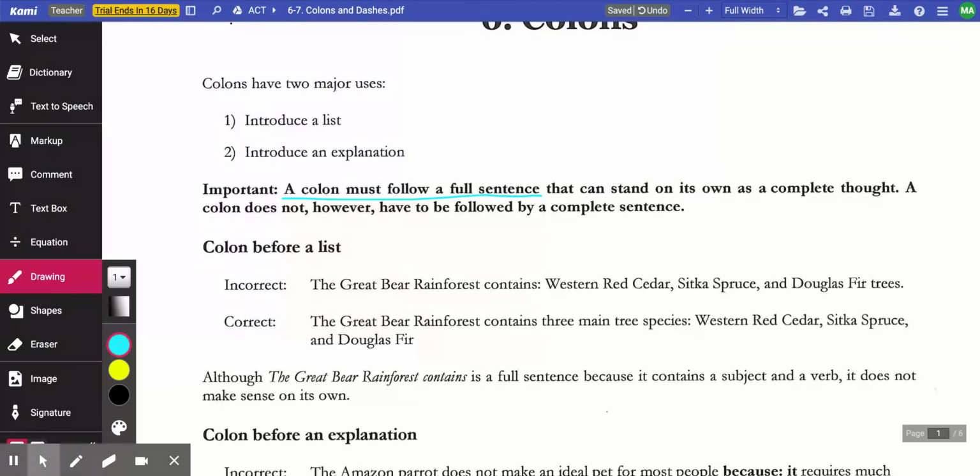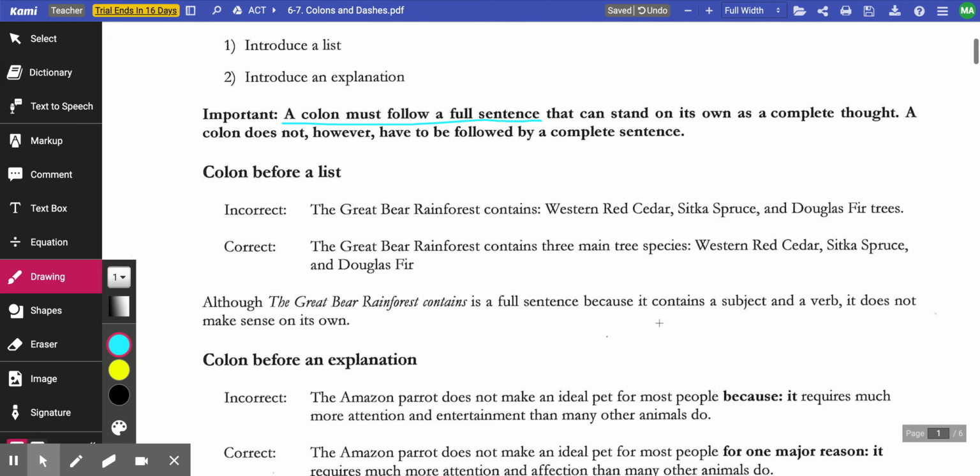The most common mistake with colons is that you'll put a colon after the word including. So, I like many ice cream flavors including, but a colon can't actually go there because you could not put a period there. A colon can only come after a complete sentence. So in these examples, the Great Bear Rainforest contains, that's not a complete sentence, so you can't put a colon. The Great Bear Rainforest contains 3 main tree species. That is a complete sentence. And what comes after the colon gives us information about the sentence before the colon. So in that case, the colon works.